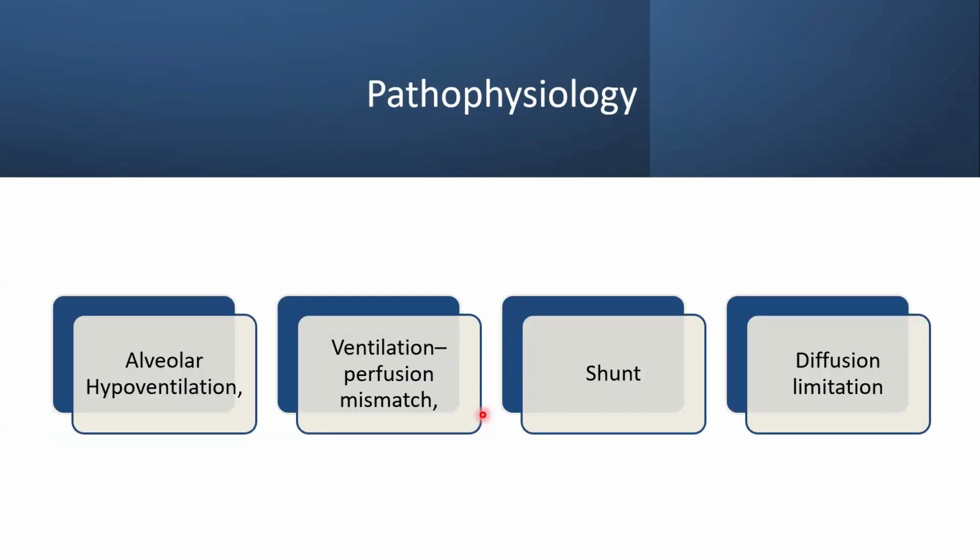The pathophysiology is different if there is alveolar hypoventilation or there is a ventilation perfusion mismatch. As I told you earlier, in case of pulmonary embolism, there is a ventilation perfusion mismatch or there is a shunting. The blood from the right side of the heart goes to the left side of the heart, bypassing the lungs. These shunts can be in the heart itself as well as in ASD or VSD, or they can be in the lungs in the form of AV malformation. So the deoxygenated blood does not reach the alveoli for oxygenation. Or there can be limitation of diffusion. The oxygen cannot be absorbed through the alveolar capillary membrane.